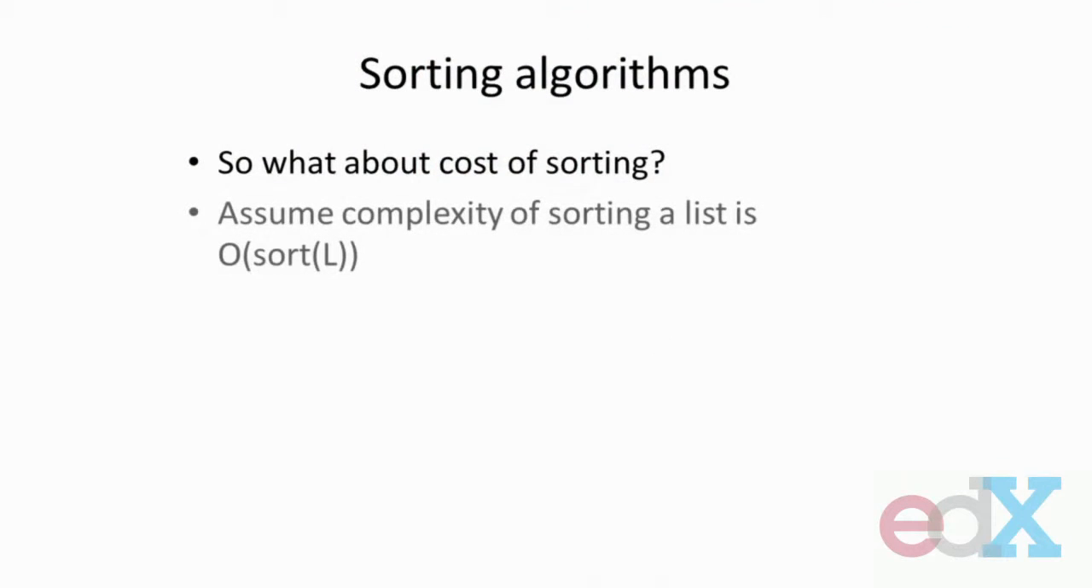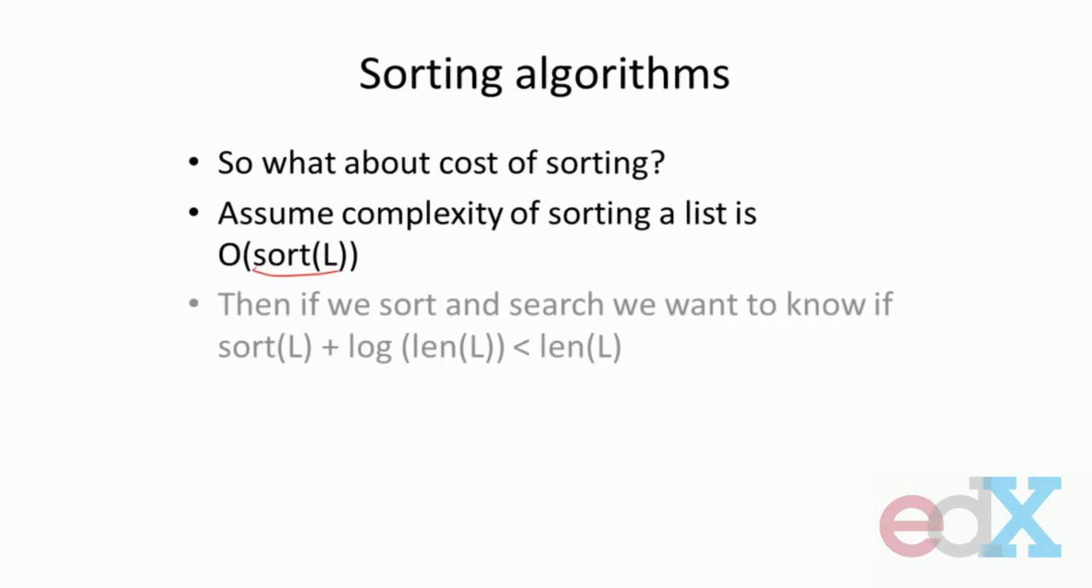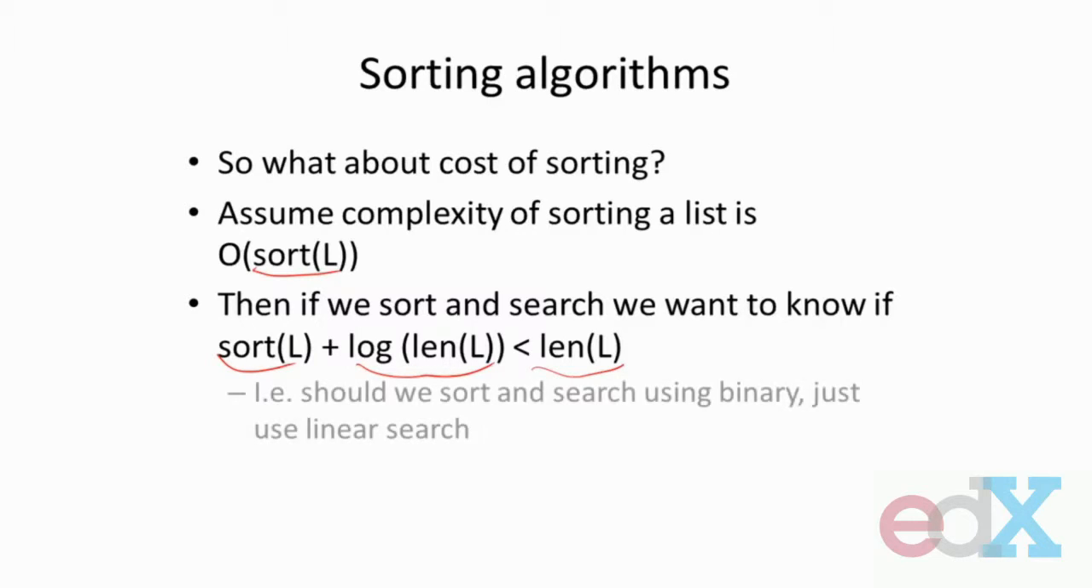So the question we want to ask is, gee, is it better to actually sort a list and then use the binary search to find things? Or should I just stick with linear search? Let's assume that the complexity of sorting a list is something we'll call order of sort of L. We don't know what it is yet, but we'll come back to it. Then what we're really asking is, is the cost of both sorting and then doing binary search, which is great, less than just doing straightforward linear search? In other words, is it better to sort and search, or should we just stick with linear search?